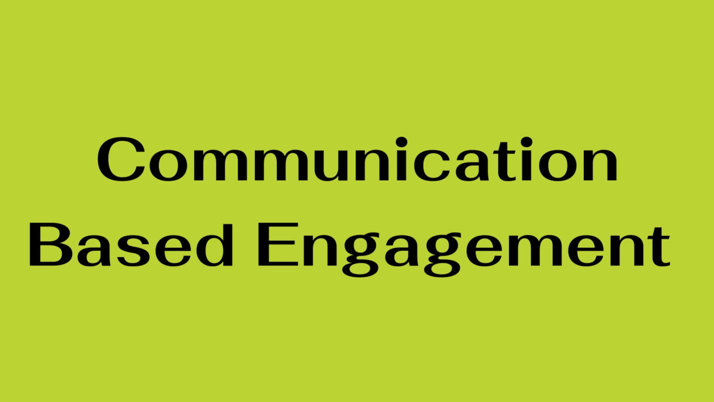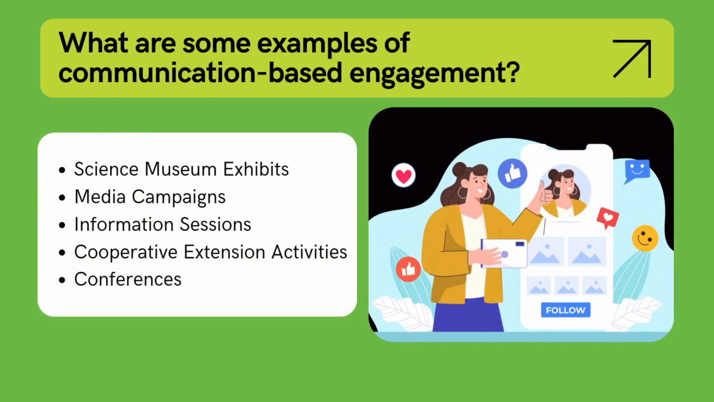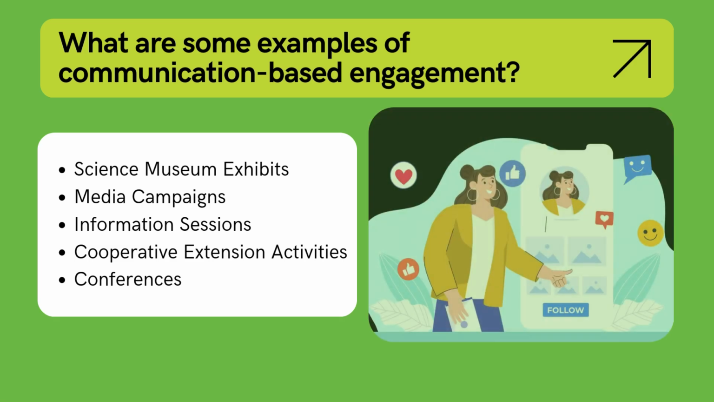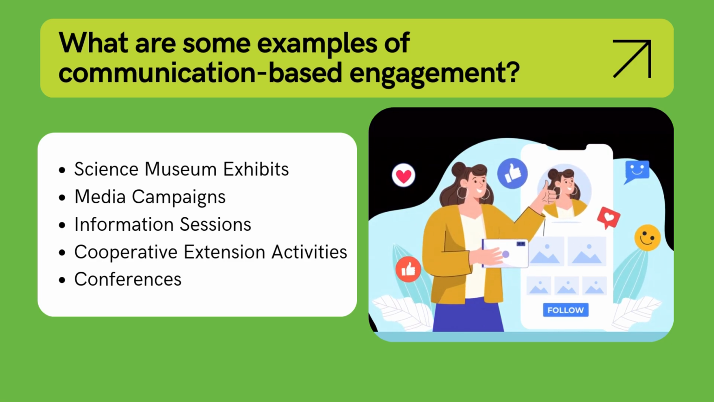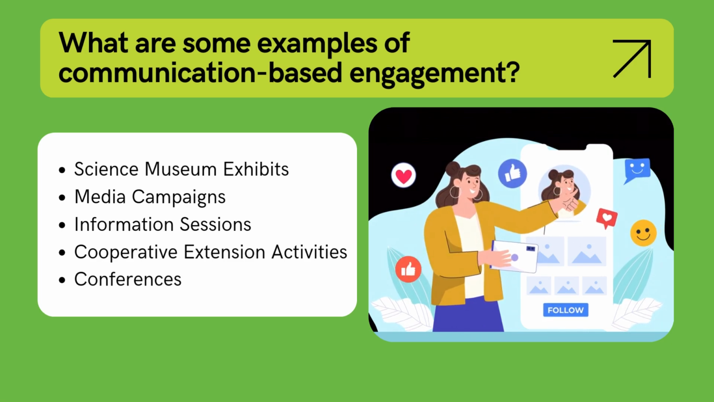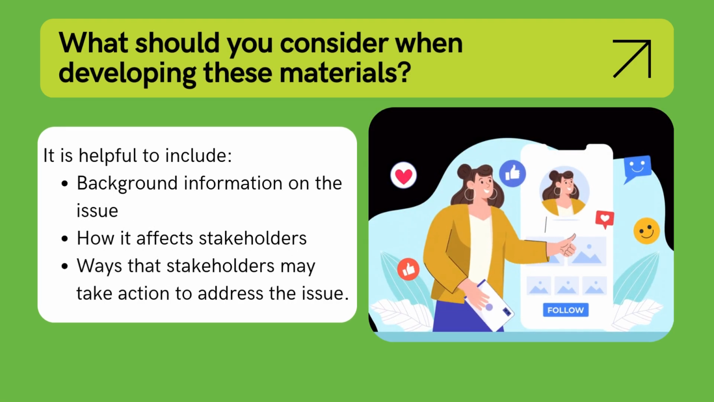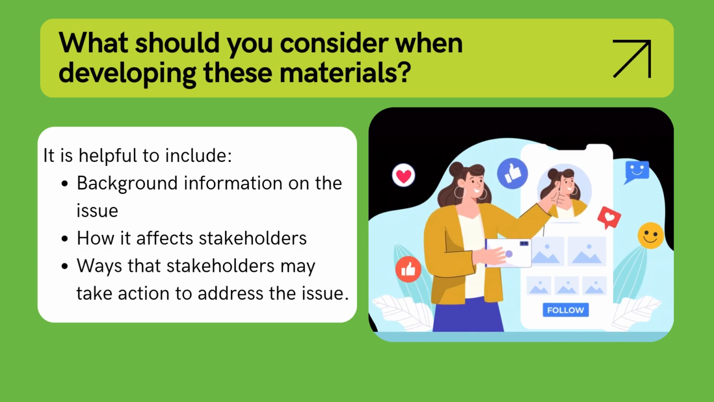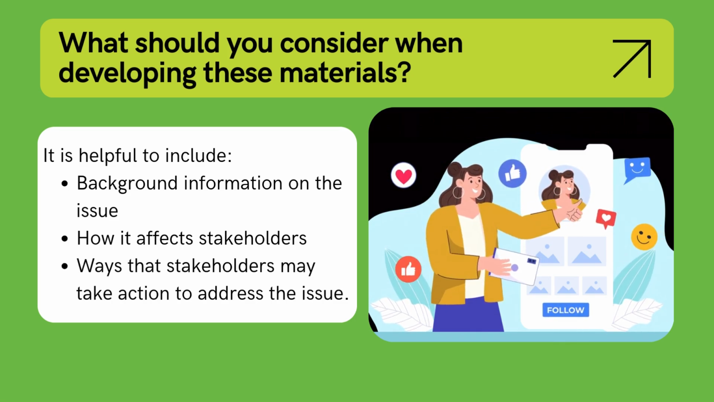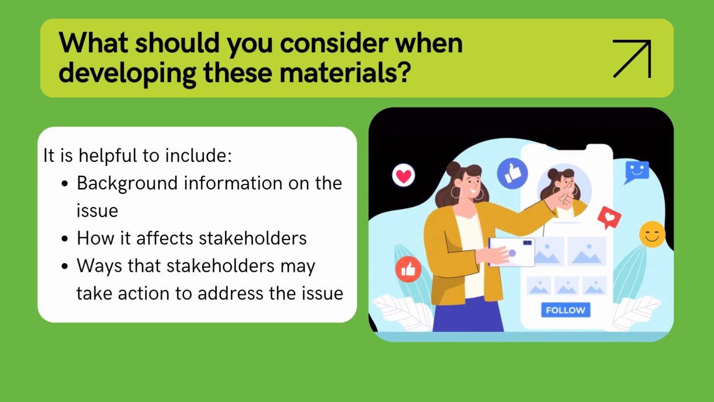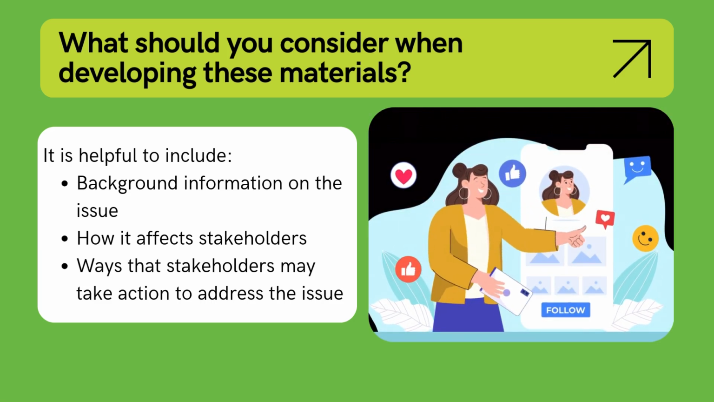To share information with stakeholders in the form of communication-based engagement, researchers can develop activities such as science museum exhibits, media campaigns, information sessions, cooperative extension activities, and conferences. When developing these materials, it is helpful to include both background information on the issue, how it affects stakeholders, and ways that stakeholders may take action to address the issue.